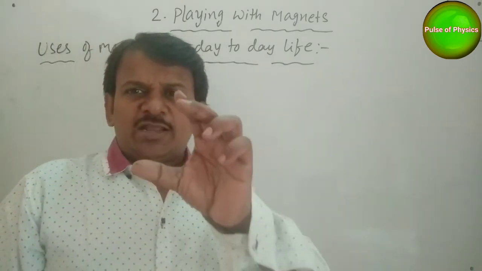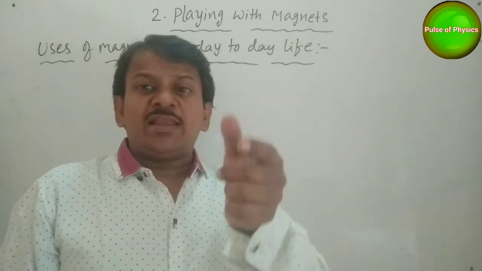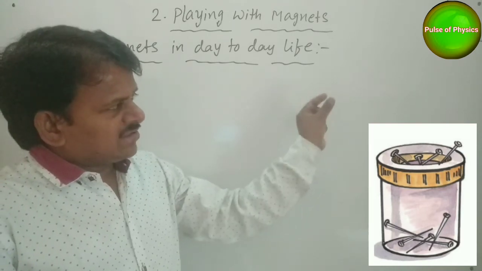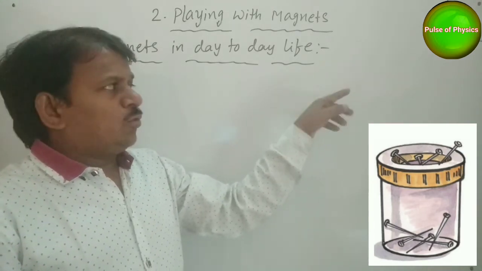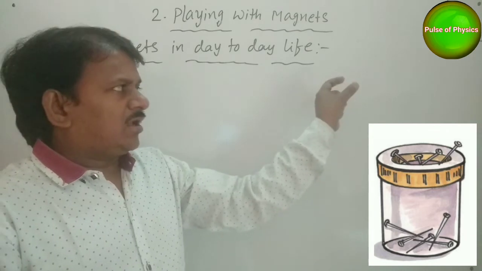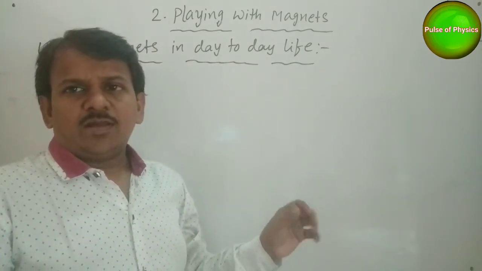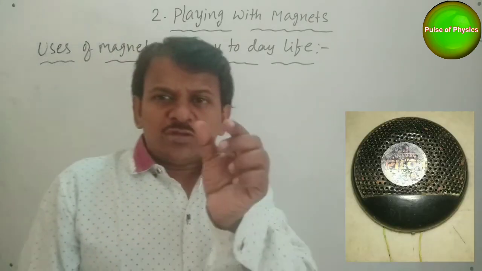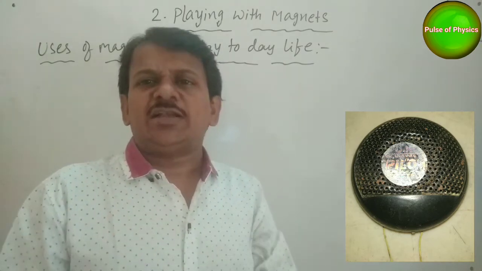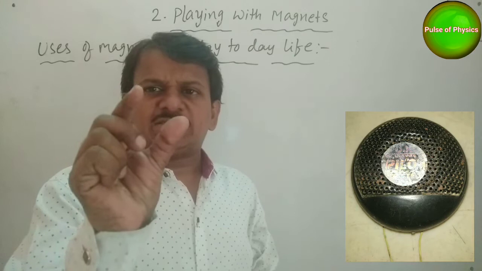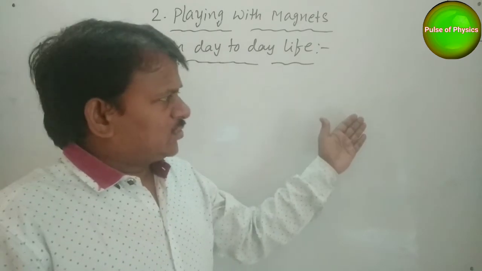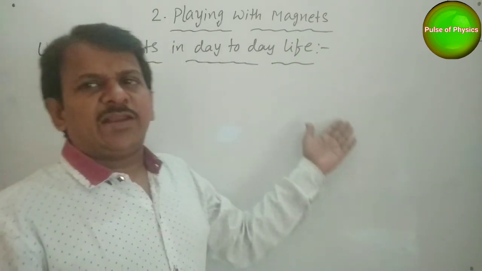Next, take a pin holder in offices. The cap of the pin holder holds all the pins to avoid them falling here and there, so they stick to the cap of the pin holder. Next, sound speakers, that is sound boxes or any sound producing devices. Every speaker contains a circular magnet inside. We use magnets at so many places, right?